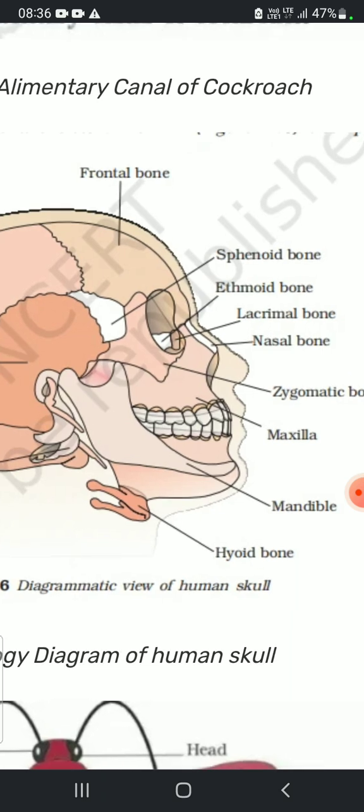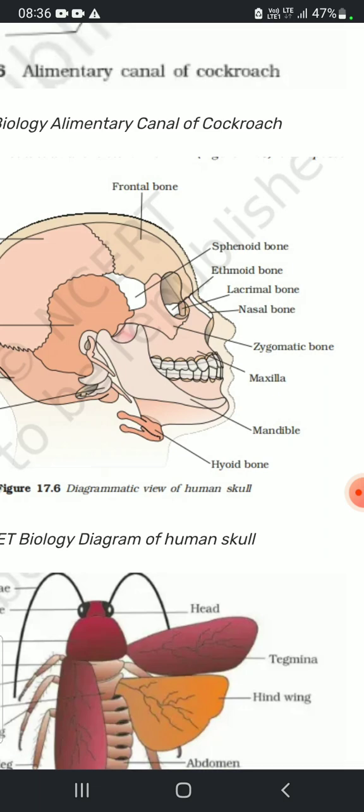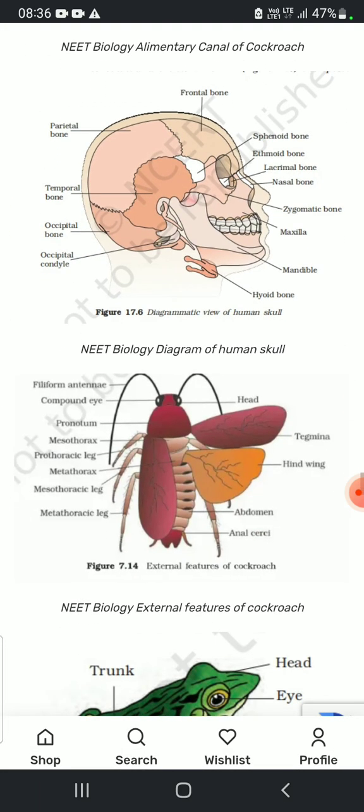That small structure is the lacrimal bone. Behind lacrimal bone is the ethmoid bone, and behind ethmoid bone is the sphenoid bone. So learn sequence wise: lacrimal, ethmoid, sphenoid, and in diagram also it is given in that order only. So nasal, lacrimal, ethmoid, sphenoid.